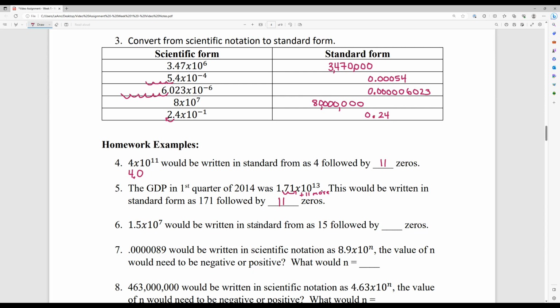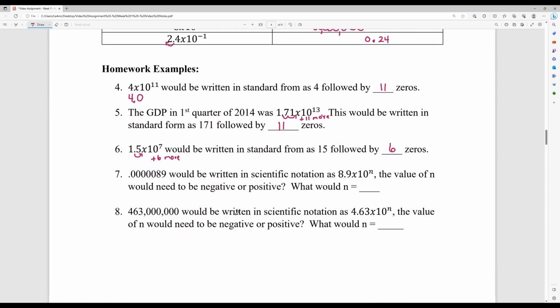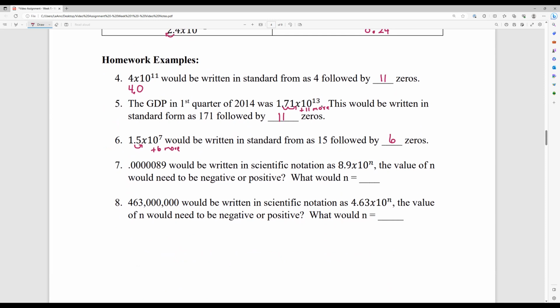1.5 times 10 to the 7th would be written in standard form as a 15, followed by how many zeros? Well, this is 1 move out of this, the 7 that we need to move. Plus we need to do 6 more moves. So that's going to be 6 zeros we'll be adding in. Now the next ones, they're just asking us what the correct exponent would be.